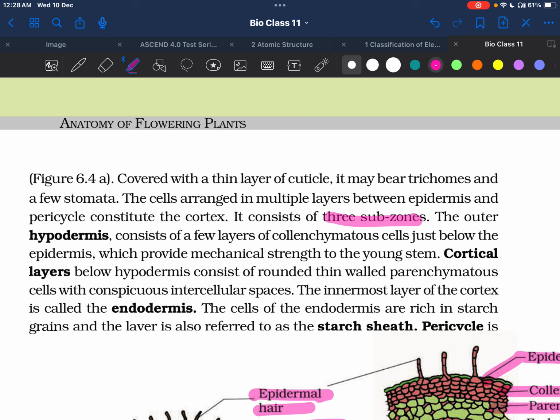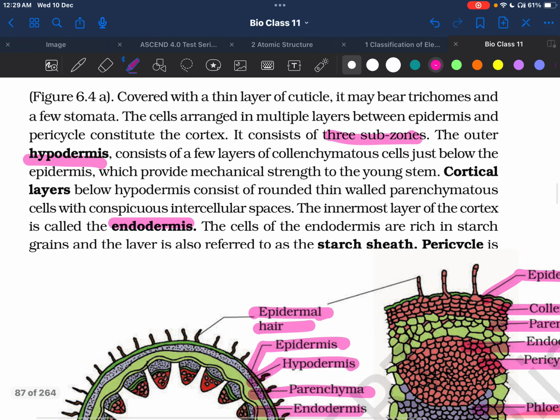It consists of three subzones. The outer hypodermis consists of a few layers of collenchymatous cells just below the epidermis, which provides mechanical strength to the young stem. Cortical layers below hypodermis consist of rounded, thin-walled parenchymatous cells with conspicuous intercellular spaces. The innermost layer of the cortex is called endodermis. The cells of the endodermis are rich in starch grains and the layer is also referred to as starch sheath.